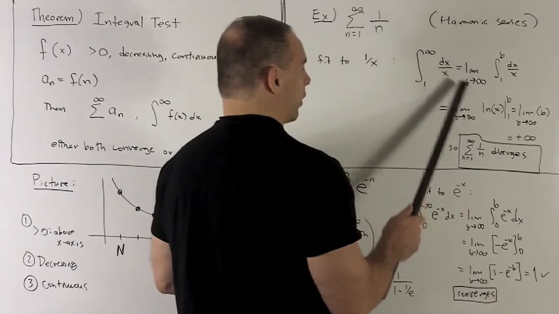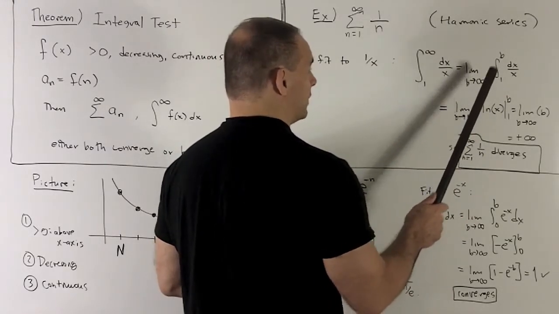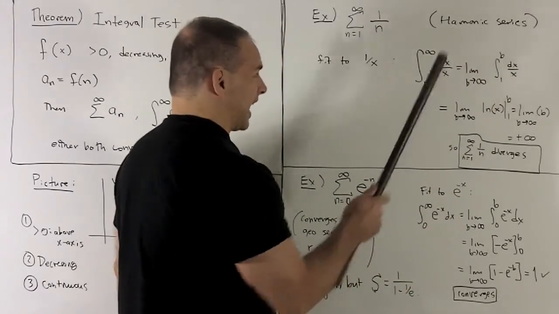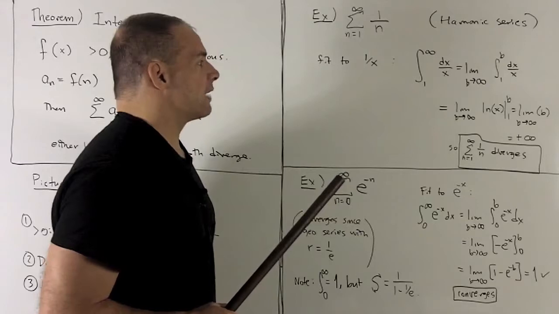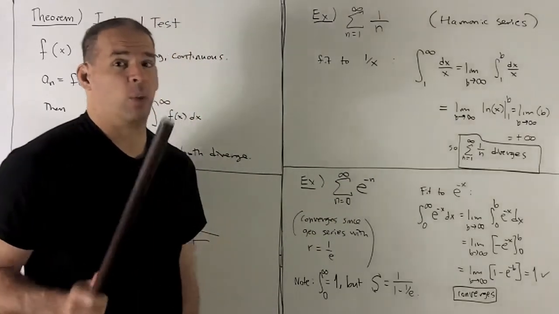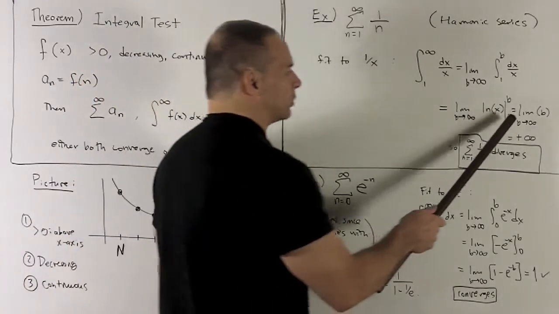So we write out our definition of an improper integral. Limit as b goes to infinity of the definite integral from 1 to b of dx over x. Take its antiderivative. That's going to give me natural log of x. Evaluate at b and 1 and take the difference. Natural log of 1 is 0, so we're just looking at natural log of b. And then we let b go out to infinity.